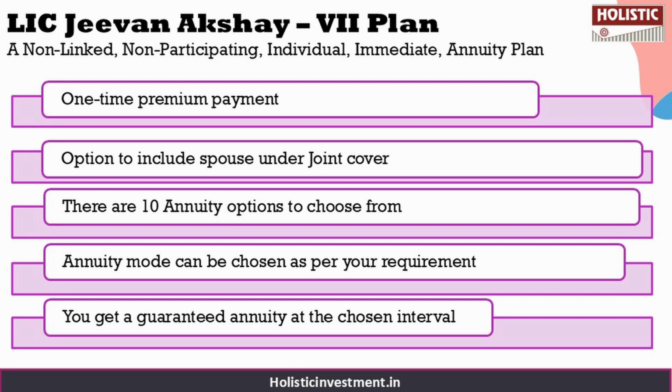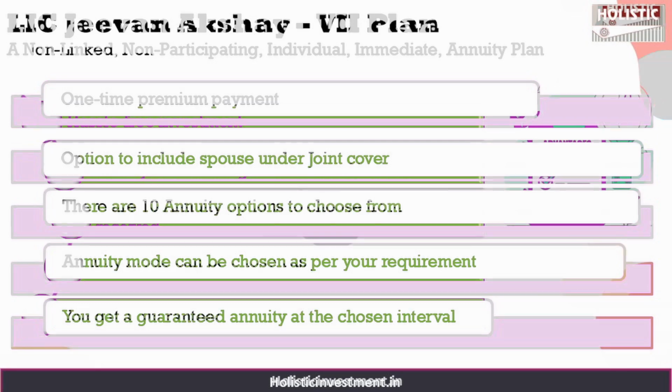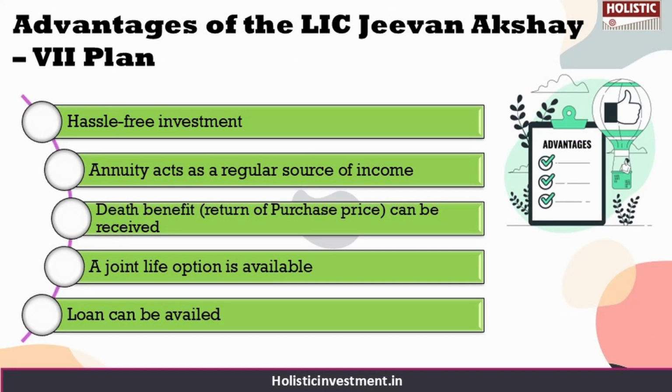As I have said, there are 10 annuity options and the benefits differ based on the annuity option you have opted for. If you want to know more about the benefits in detail, you can refer to the policy brochure. Now let's take a look at the advantages of investing in this policy. This is a hassle-free investment option, and your annuity acts as a regular source of income. Your death benefit is the return of purchase price, which can be received as a lump sum or in installments. A joint life option is available, and a loan option can also be availed. So these are the advantages.